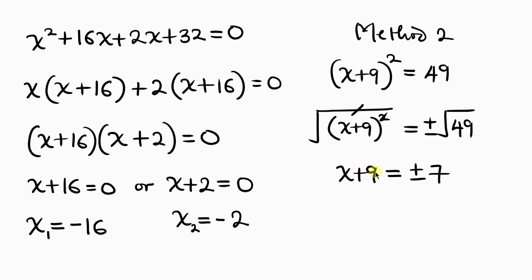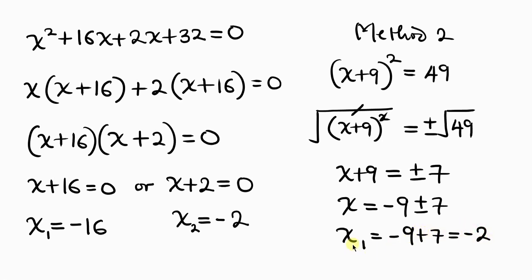Our next step will be for us to move 9 to the right-hand side. So we have x equal to, as 9 crosses to the right, it becomes negative 9, and we have plus or minus 7 here already. So now let's separate the plus and the minus. Let's go with the plus first. Plus 7. This will be equal to negative 9 plus 7, which is negative 2.